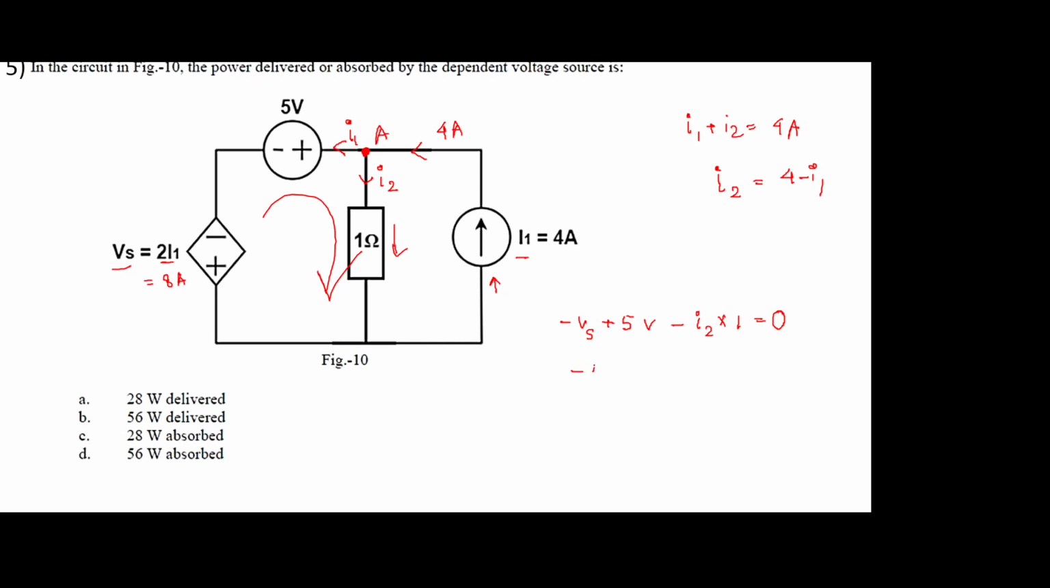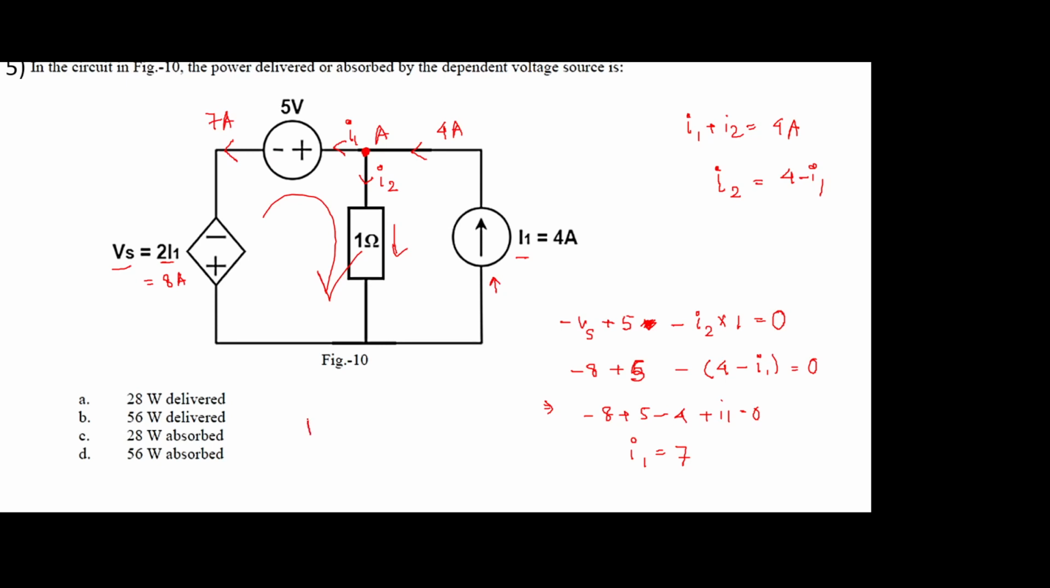Now Vs, we know it is 8 volt. This is 5. Sorry, you don't need to write the unit here. So it's 5, and this is I2. I2 you can write in terms of I1, so it is 4 minus I1. So you can easily compute I1, right? This will be minus 8 plus 5 minus 4 plus I1 equal to 0. So I1 will be equal to 4 plus 8, 12 minus 5, 7. So the current flowing through this branch is 7 ampere.